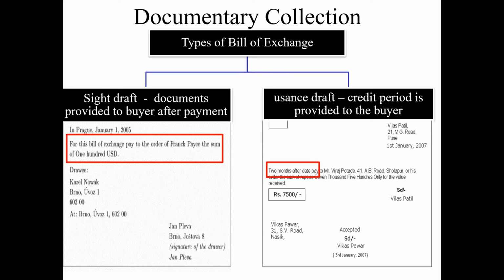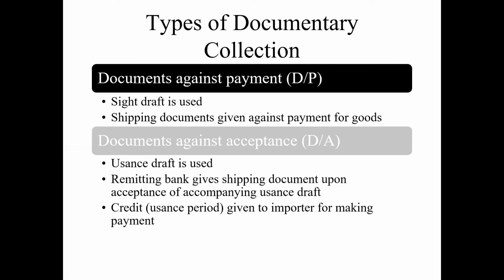In the picture, you can see that there is no credit period given in case of sight draft, whereas in case of usance draft, the importer is liable to pay after 2 months. Documentary collection is of two types depending upon which type of bill of exchange is being used. If a sight draft is used, then the payment method is known as document against payment or DP. In case of DP, shipping documents are given to the importer after he makes the payment.